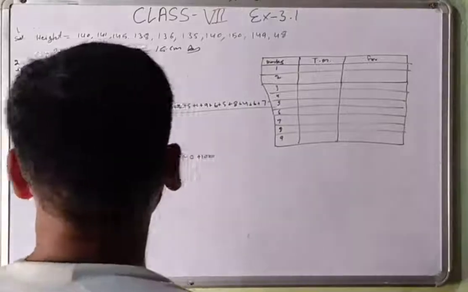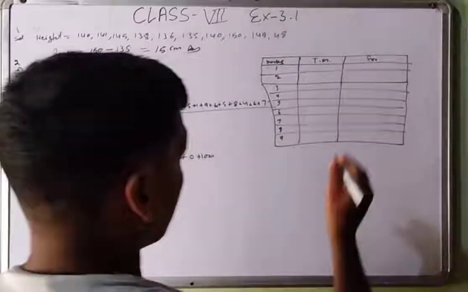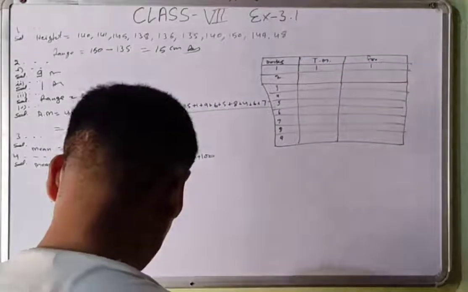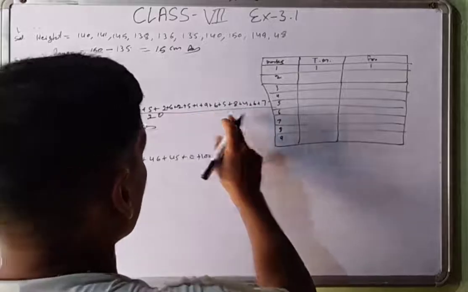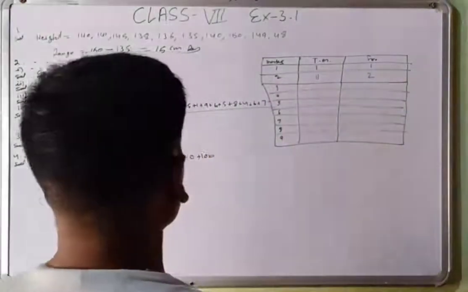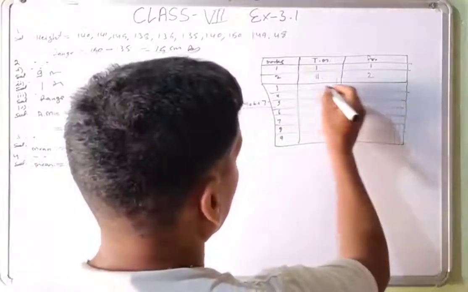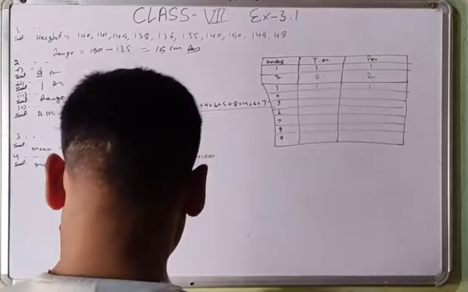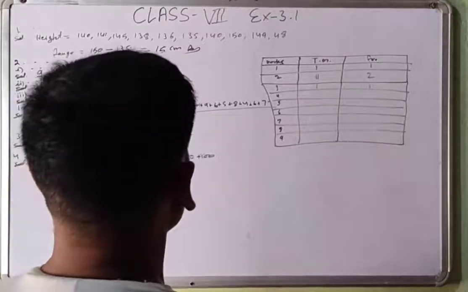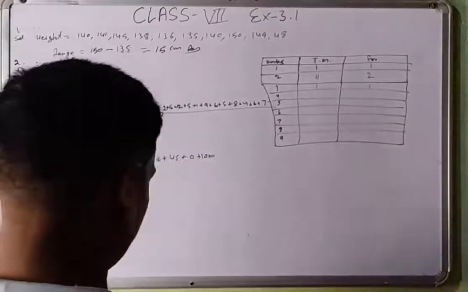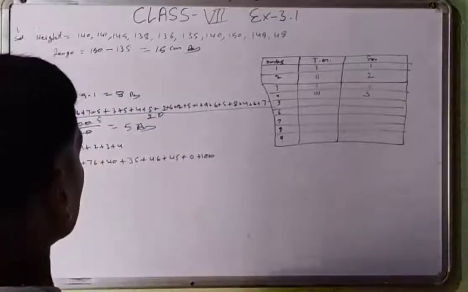So now you will see how many times 1 is given in this data. 1 is given only one time, so frequency is 1 and tally mark is also 1. 2, how many times is it given? 2 times, so frequency is 2 and tally marks will be 2. 3, how many times is it given? 1 time, so 1 tally mark. 4 is given 3 times, so 3 tally marks. 5, how many times is it given? 5 times.